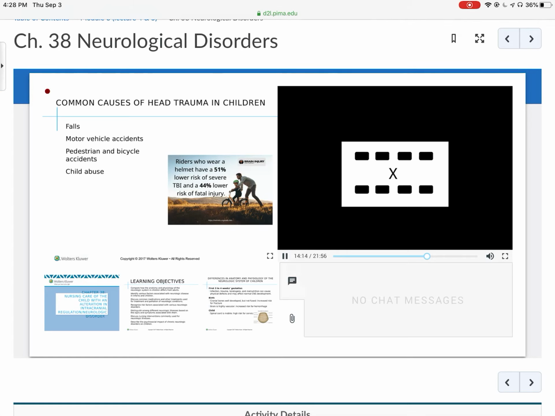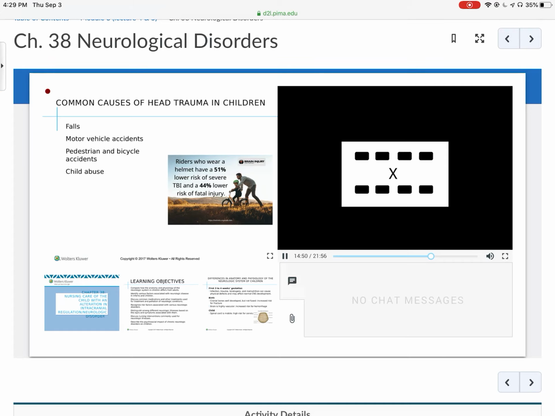This little slide was kind of interesting: riders who wear a helmet have a 51% lower risk of severe TBI, so brain injury, and a 45% lower risk of fatal injury, so helmets help. TBI is traumatic brain injury. It happens when there's some type of disruption in the brain from a fall, severe concussion, being shot, motor vehicle crashes, any type of problem to the brain.